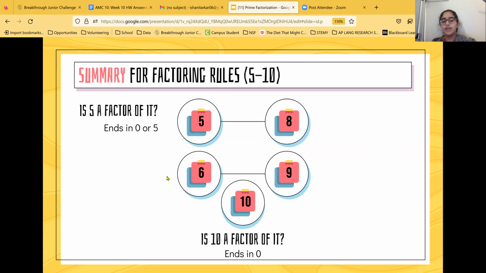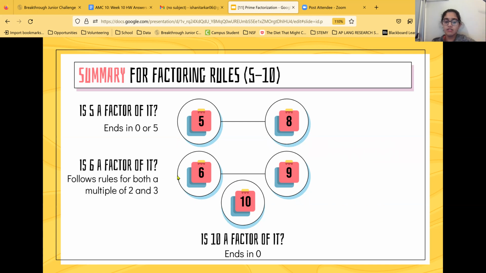So is 5 a factor of it? If it ends in 0 or 5, then yes. And for 6, if it follows the rules for both a multiple of 2 and 3, then yes. So if it ends in an even number and the sum of the digits is a multiple of 3, then 6 is its factor.